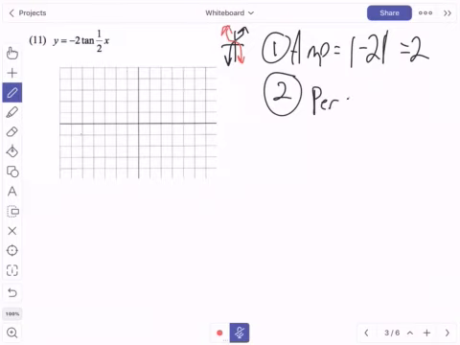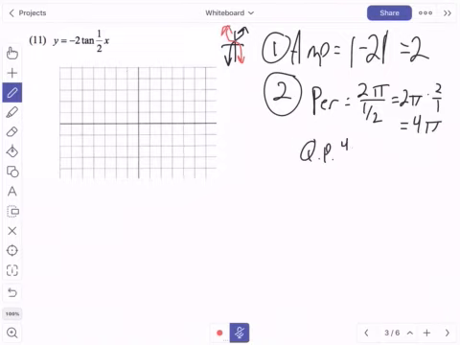Now, the period, the way that we find that is by doing 2 pi over b. Now, this b is this 1/2. How do we do 2 pi over 1/2? Well, we take that 2 pi and multiply it by the reciprocal. So our period now will be 4 pi, with the quarter period being 4 pi over 4, which will be pi.